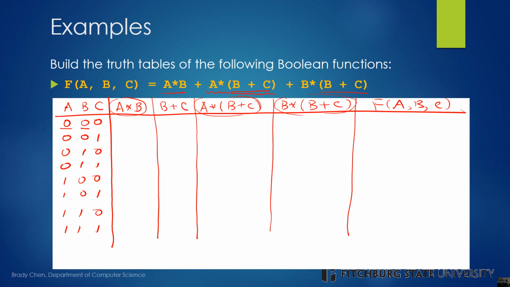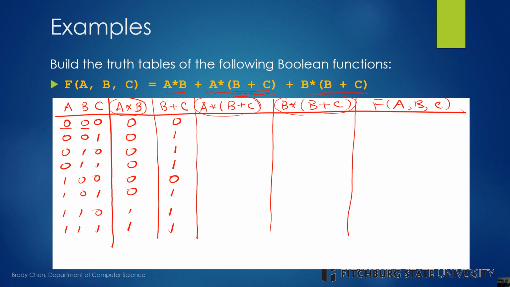So 0, 0, you get 0; 0, 1, 0; 1, 0, 0; 1, 1, that's 1. Okay. And B plus C, that's the OR operation, right? So 0, 0, you get 0; 0, 1, you get 1; 1, 0, 1; 1, 1, 1.